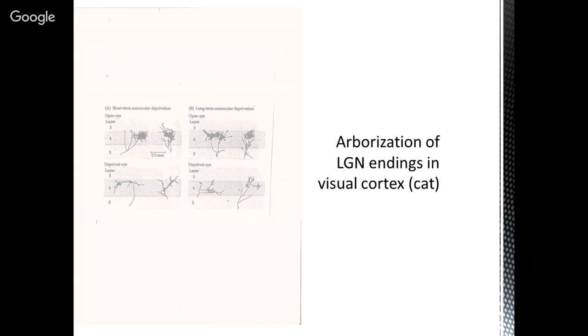All right, and this is showing the arborization from the lateral geniculate nucleus endings in the visual cortex, so going from the thalamus out to the cortex in non-deprived and deprived eyes. And this is short-term deprivation and long-term deprivation. It's a similar effect.